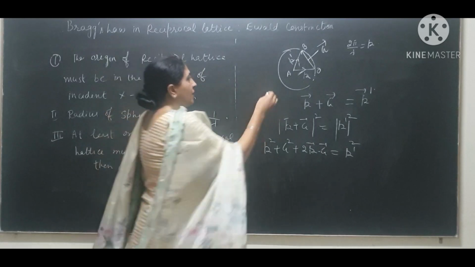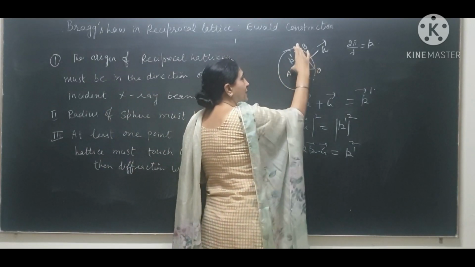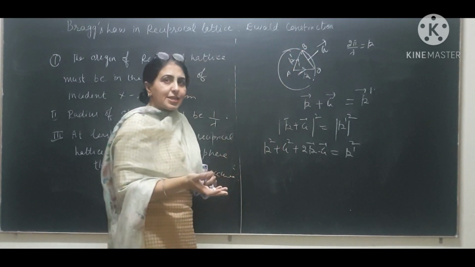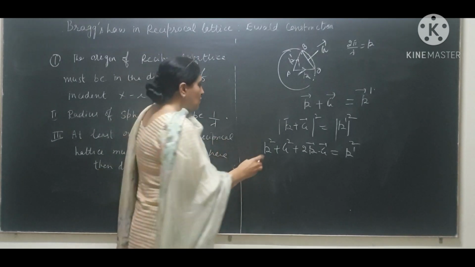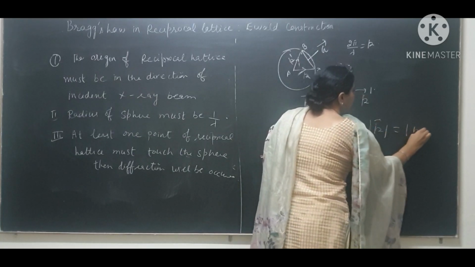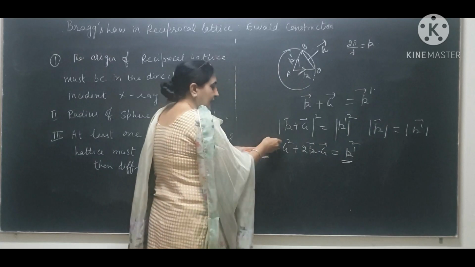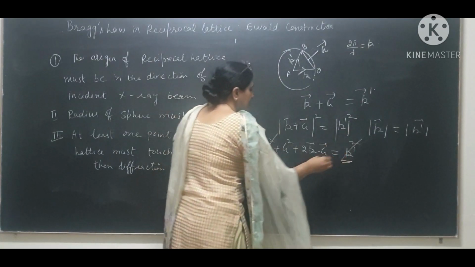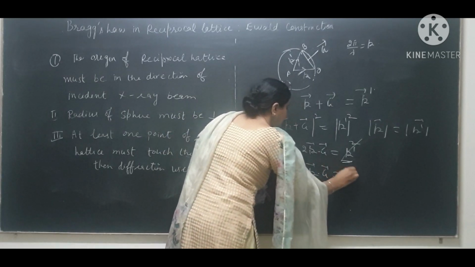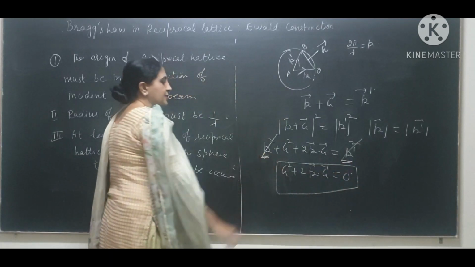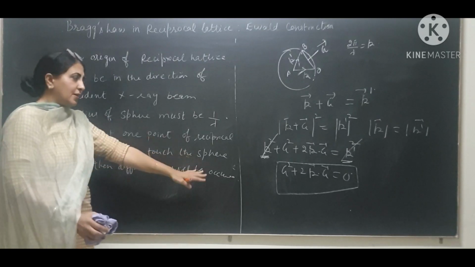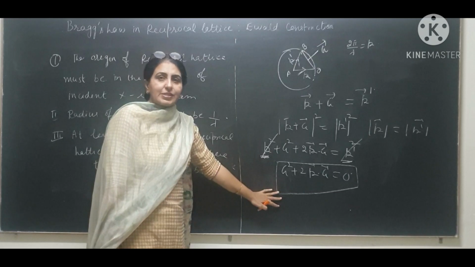Clear? And this K is 1 over lambda, and K dash is also 1 over lambda. So in magnitude, AO is equal to AB, K is equal to K dash. So we can cancel these two. What we get is G² + 2K·G = 0. So this is the vector form of Bragg's law, called the vector form of Bragg's law in reciprocal lattice.